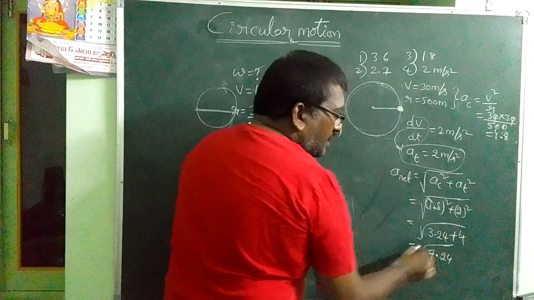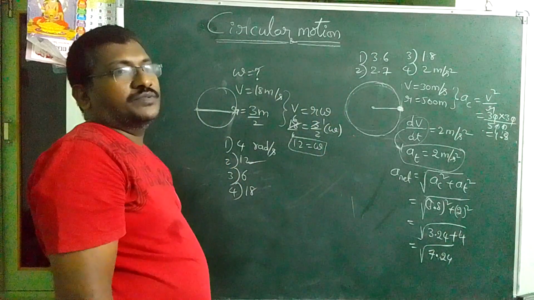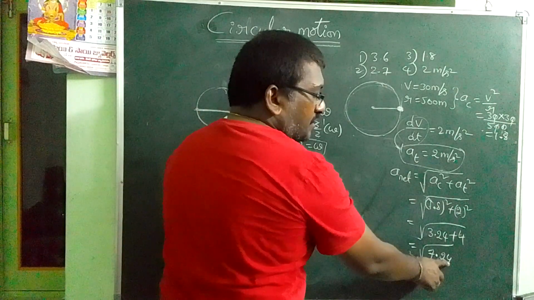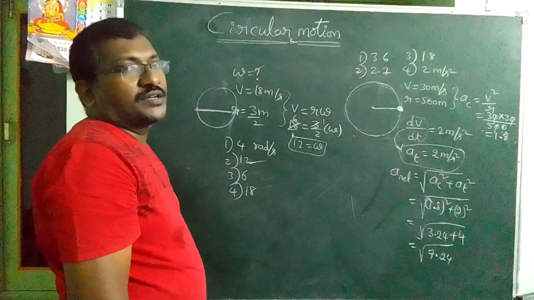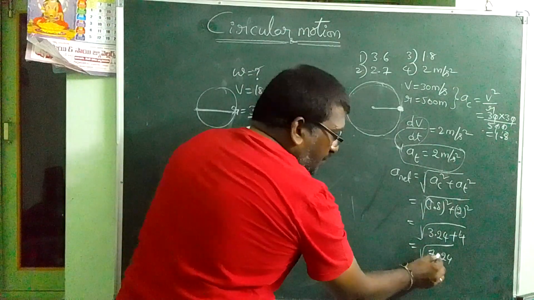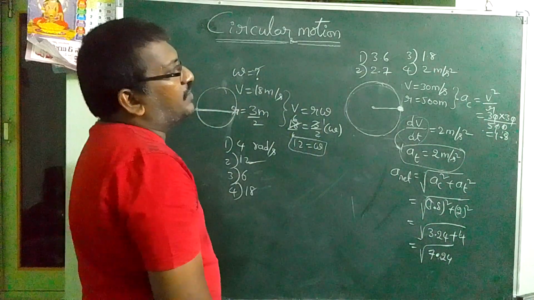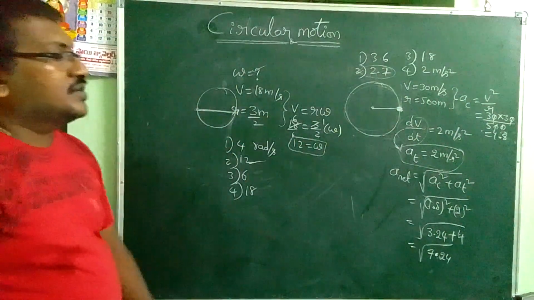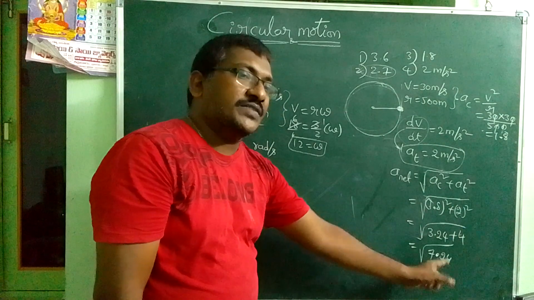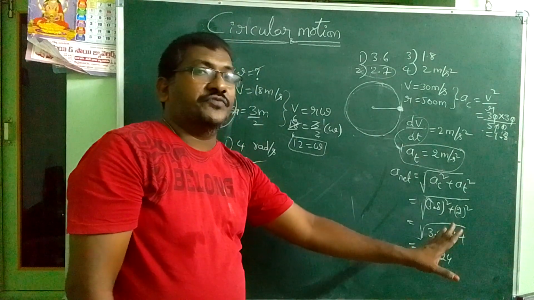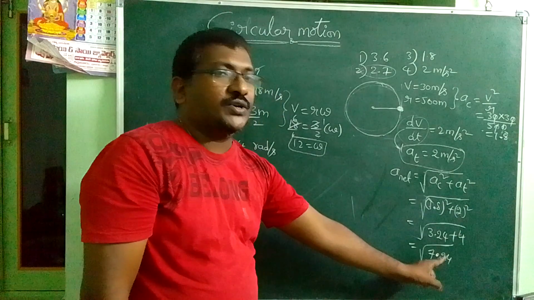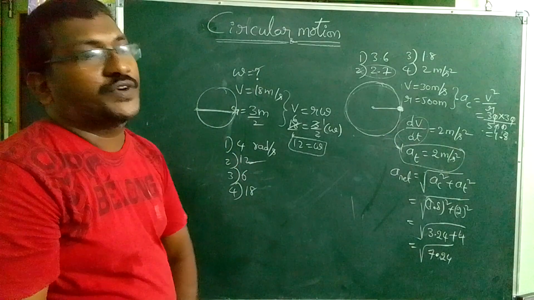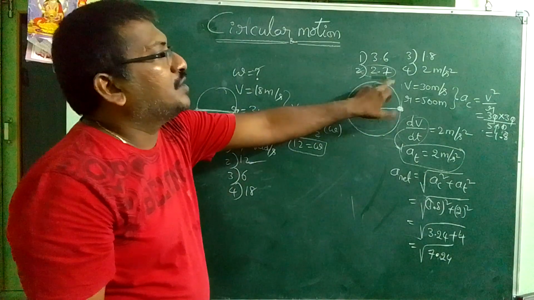Root 7.24. Nearly, for example, root 625 means 25. Here root 724 means the value is more than 25, that means 26. But here it is 7.24, that's why nearly you get 2.7. That is our answer. If 6.25 is there, you get 2.5. Here 7.24 means more than 6.25, that's why you get nearly 2.7.